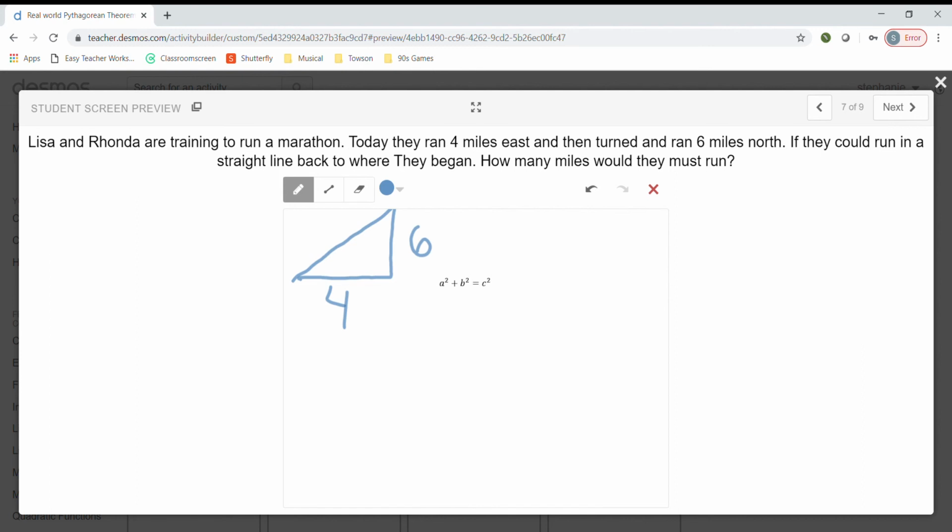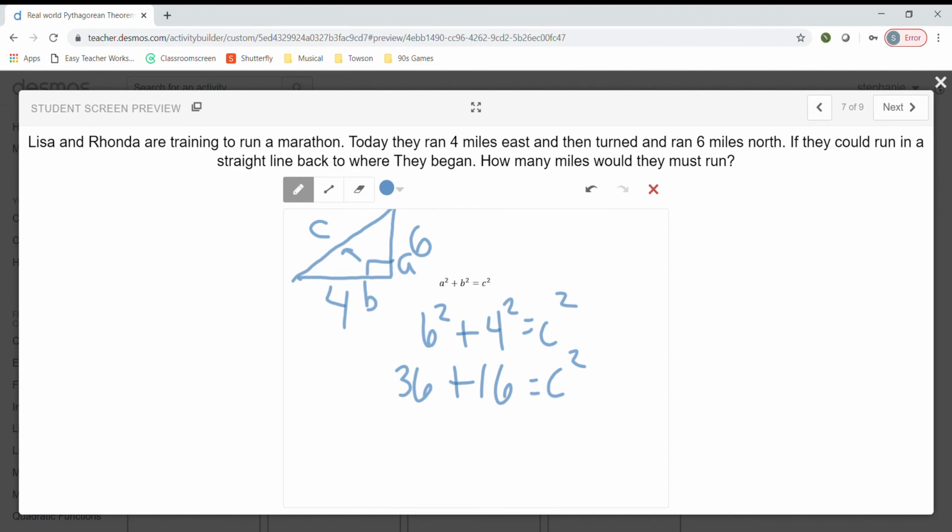All right, so here's my right angle. Across from that is C, the hypotenuse. So we are missing C in this case. A is going to be 6, B is going to be 4. A squared is 6 squared plus B, we said, was 4 squared equals C squared. 6 times 6 is 36. 4 times 4 is 16 equals C squared.